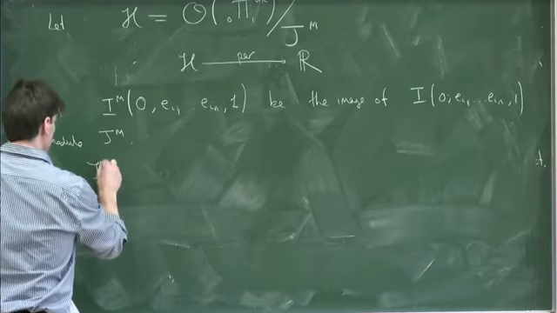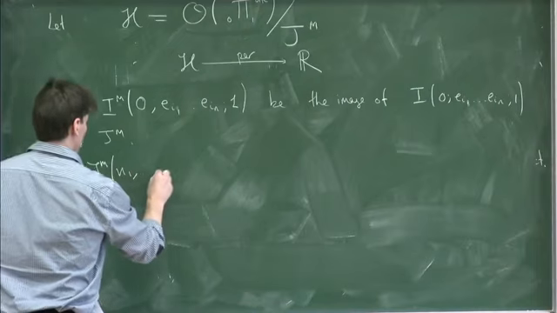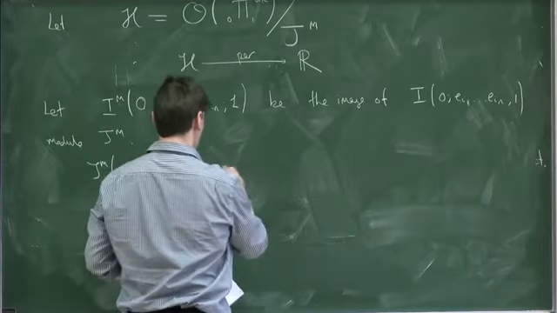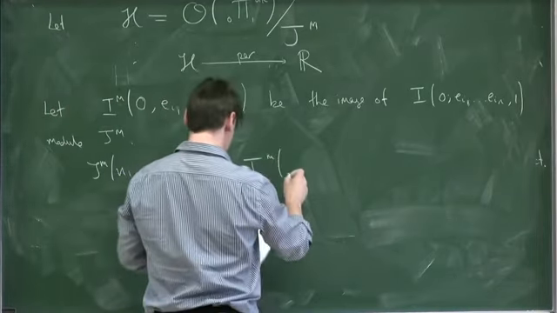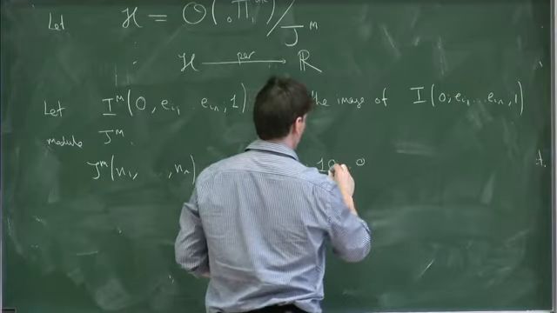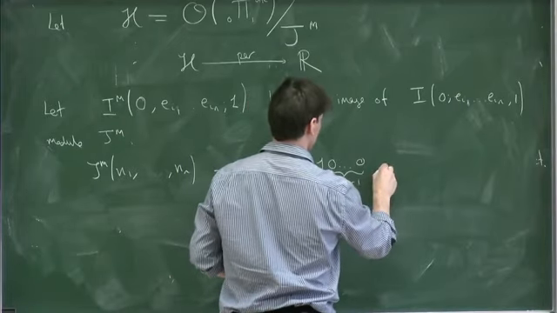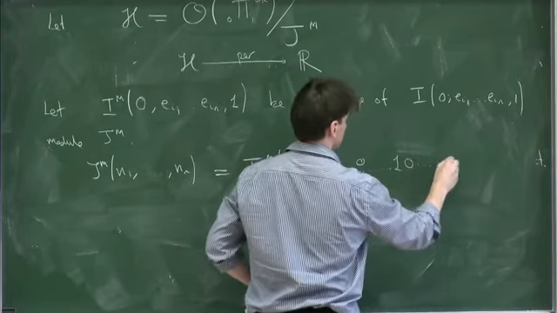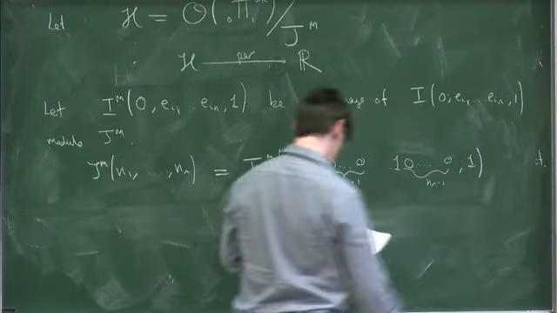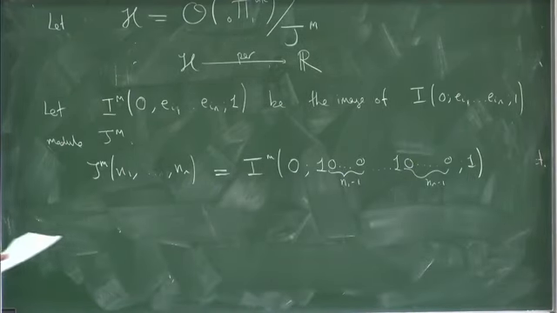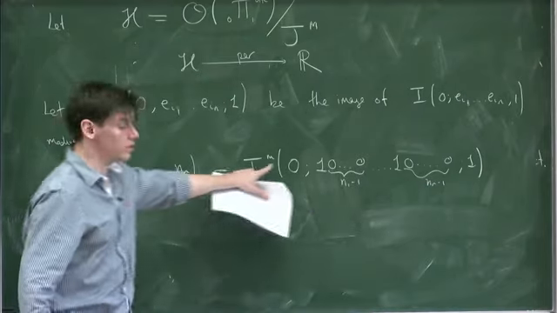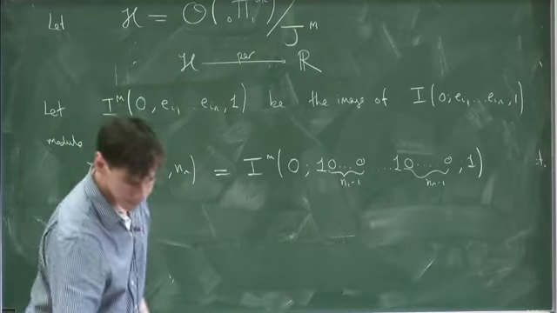So what is zeta motivic of n1 up to nr? It's the corresponding iterated integral. And so from the first lecture, I did this calculation. So that calculation was in lecture 1. If I remove the m's, that calculation was in the first lecture.